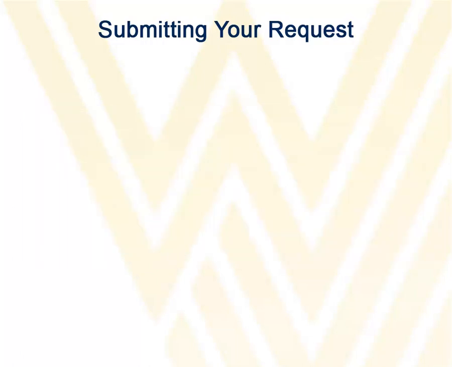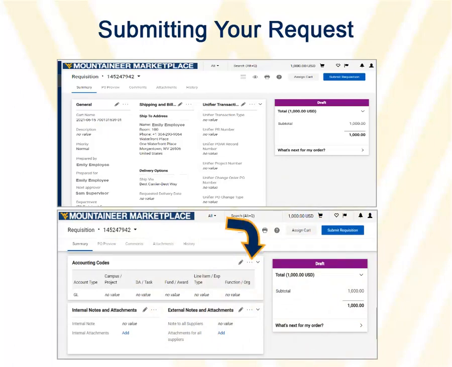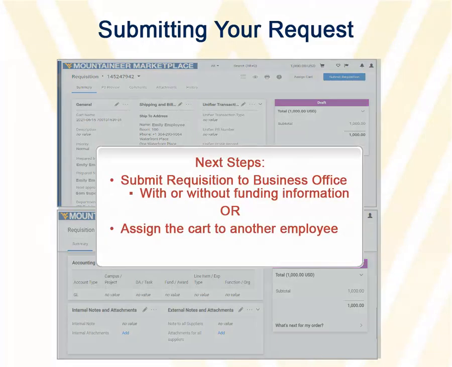When you proceed to the checkout, you can scroll down to enter the funding information. You can also upload additional documentation in the Notes and Attachments region. After making edits, you can submit the requisition with or without funding information. It will then be routed to a business office to review. Alternatively, you can assign the cart to another employee for additional review.